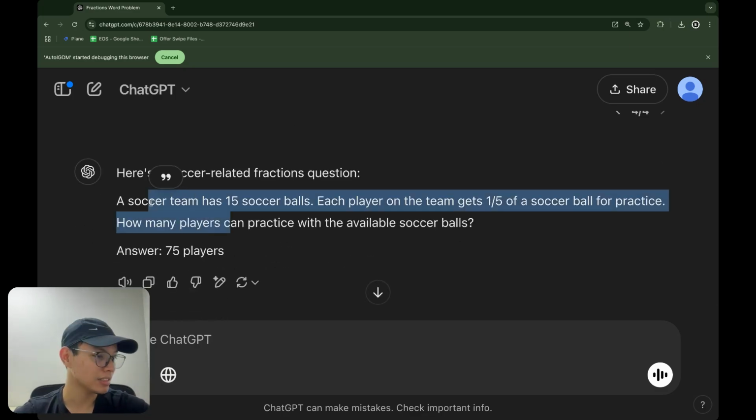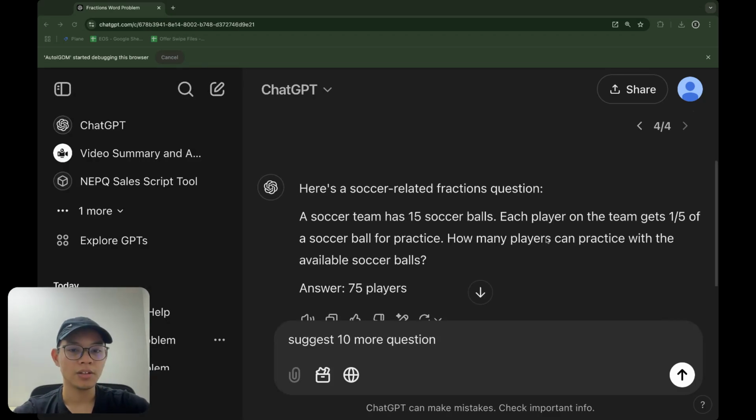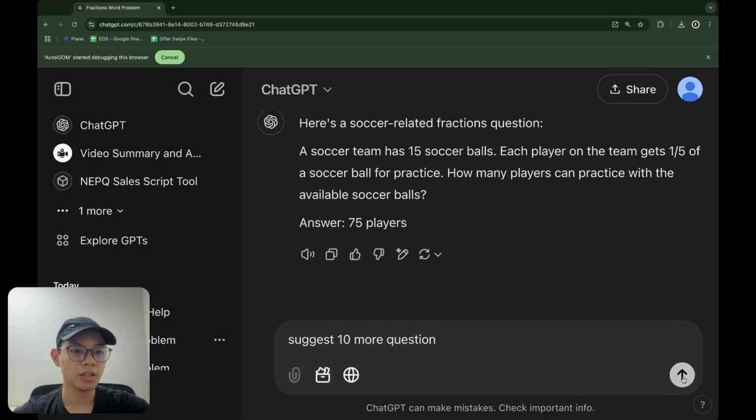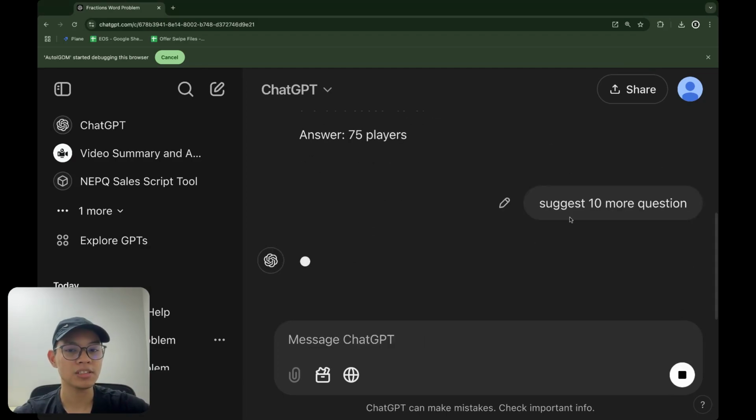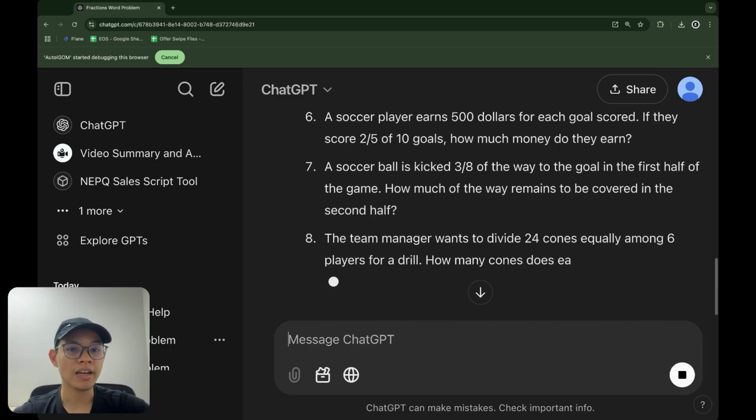Okay, soccer team. Okay, this is way better, right? 15 balls, one fifth for practice, 75 players. A lot better. So what I'll do is ask it to suggest 10 more questions, right? So let me just move my head over here. Let's see how it looks when I say suggest 10 more questions, and it will actually suggest 10 more questions. Literally in seconds, you've generated 10 more questions.